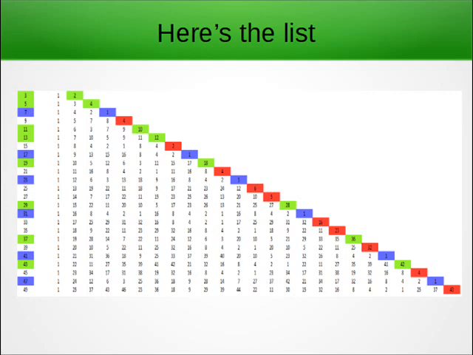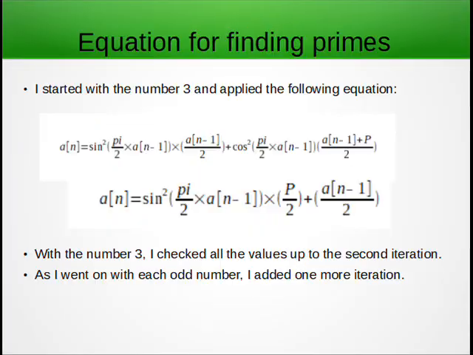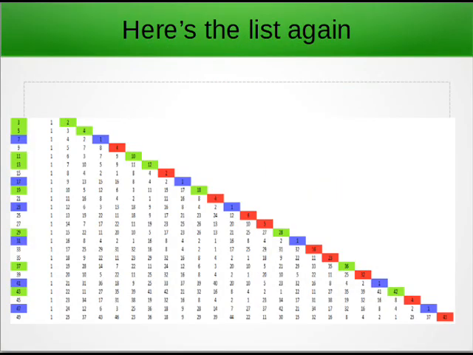As you can see in the list, we have 3, which is a green number, 7 a blue number, and 9 a red number. I started with the number 3 and applied the following equation. The first equation, as you can see, has sine square and cosine square. These can be simplified to sine square. With the number 3, I check all the values up to the second iteration. As I went on with each odd number, I added one more iteration. So 3 has 2 iterations, 5 has 3, 7 has 4, 9 has 5, and so on.